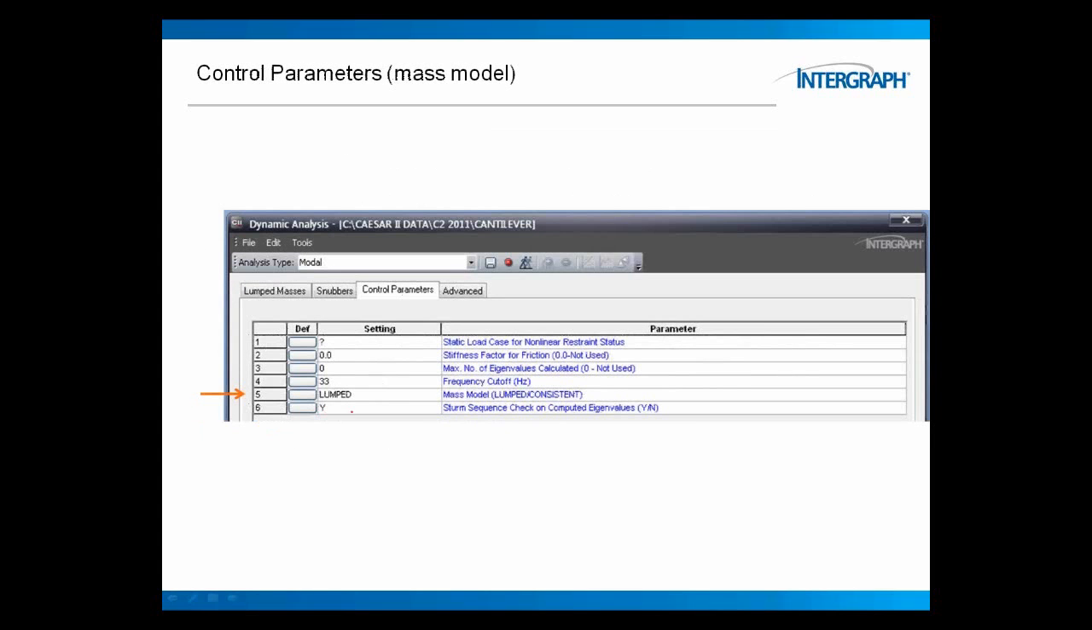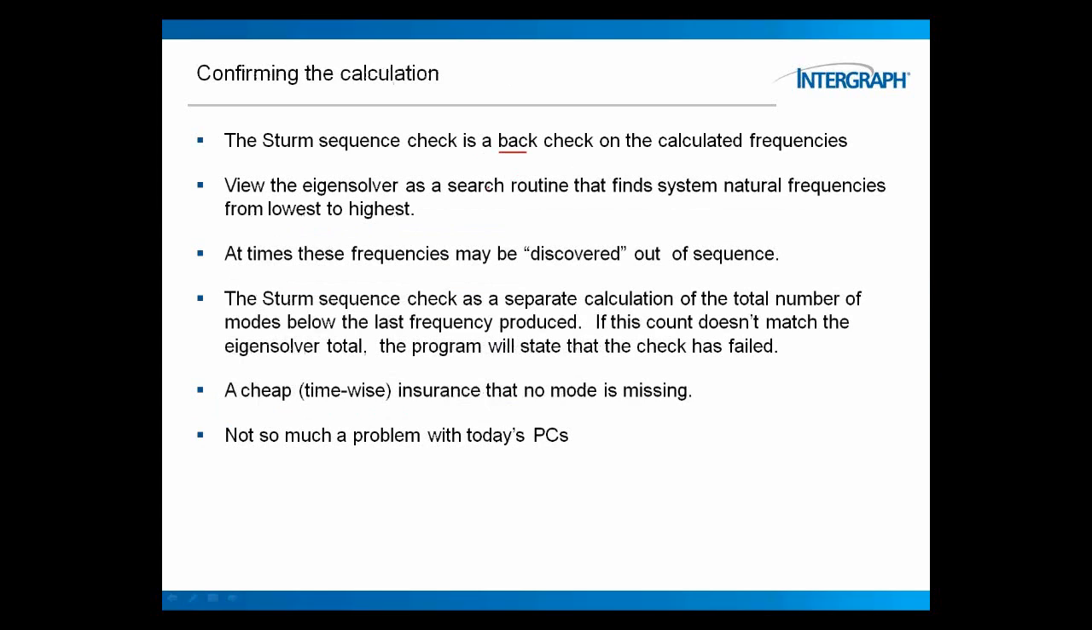The last item here, the Sturm sequence check, defaults to yes. I have no reason to turn it off. It's a quick back check on the calculated frequencies. I see our Eigen Solver as a search routine that'll find system natural frequencies one at a time, going from the lowest to the highest. Sometimes this search routine discovers these frequencies out of sequence. Okay, and if I select one out of sequence near my cutoff, I might actually skip over a frequency or two and have to come back, and I won't know it.